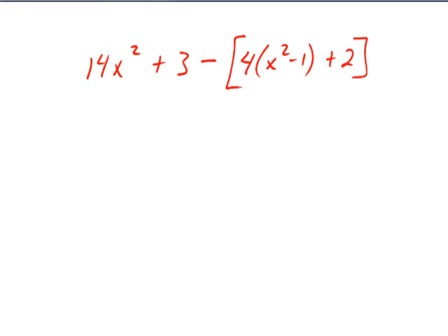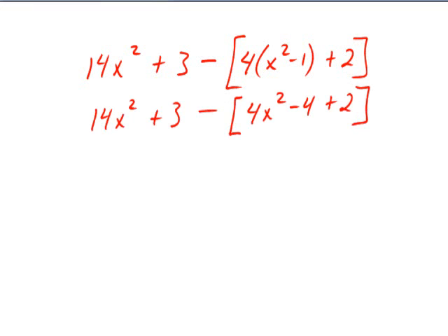To simplify this problem, we can again work within the brackets first. I'll bring down everything that I can't work with yet. So everything on the outside has been brought down. I can distribute the 4 throughout the parentheses. I can combine like terms within the bracket. Negative 4 plus 2 is negative 2. I can't simplify any further inside the bracket, so let's distribute the negative sign throughout the set of brackets.